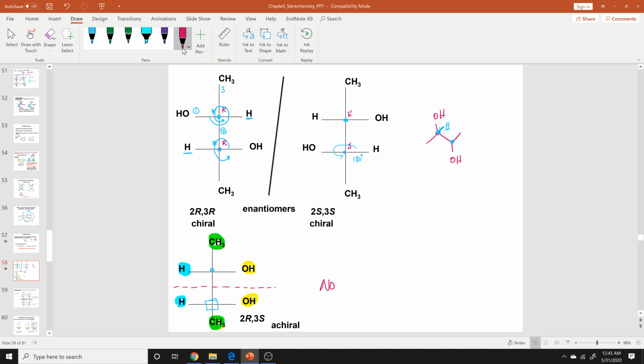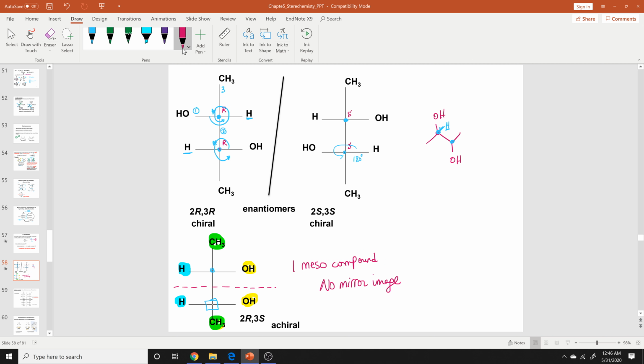So there will be no mirror image. Because if you drew the mirror image and rotated it 180 degrees, it's going to be exactly the same as this molecule over there. So there is no mirror image, so we say that this molecule exists as one meso compound.